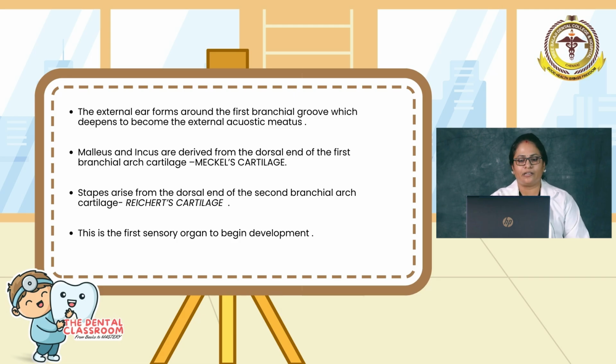So the next is the middle ear. It arises from the first pharyngeal pouch. This pouch expands to form the tympanic cavity and the eustachian tube. Inside the tiny ear, bones develop, the malleus and the incus from the first arch and stapes from the second arch. Finally, the inner ear comes from the otic placode, a thickening of the ectoderm near the hindbrain. This sinks to form the otic vesicle, which later shapes into the cochlea for hearing and semicircular canals, which is important for balance.